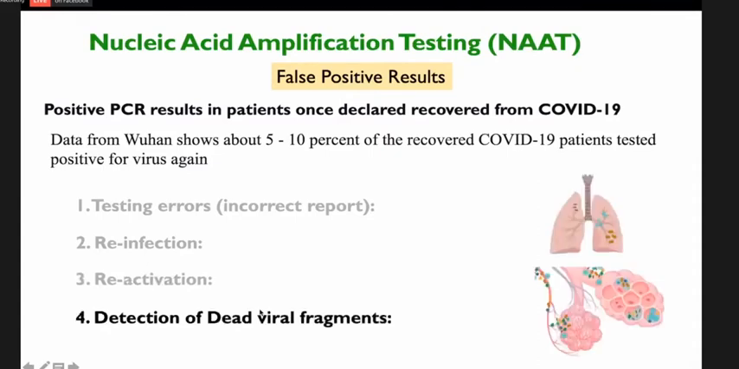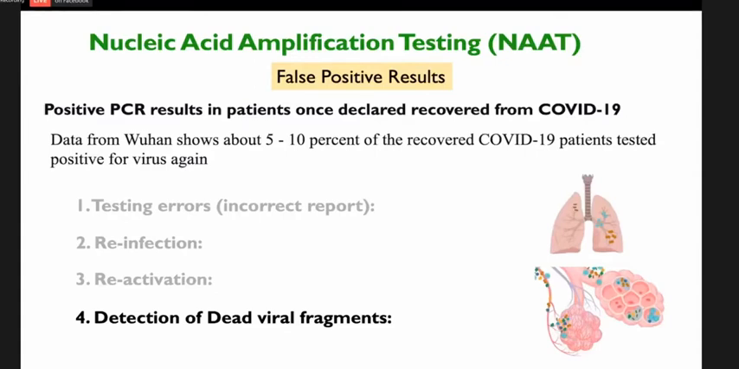The most important cause for the false positive reaction is the detection of dead viral fragments. In the recovery phase of the disease, the virus is killed by our immune system, but dead cells containing dead viral particles are exfoliated and coughed up. Since these are dead viral fragments, they can still be detected by PCR, resulting in false positive results.